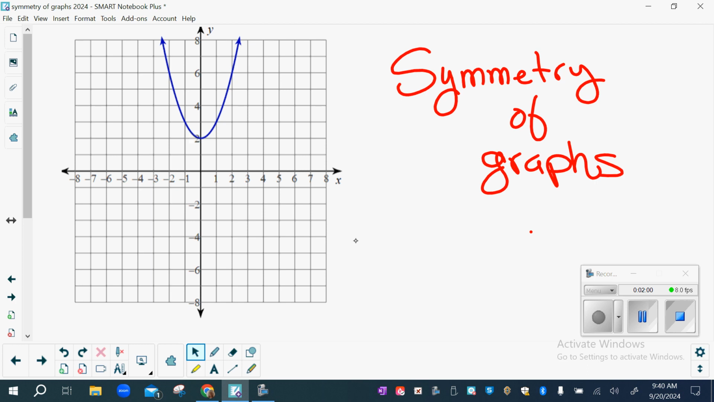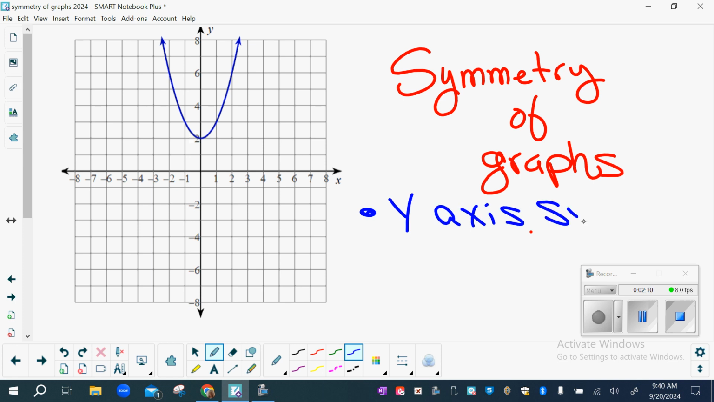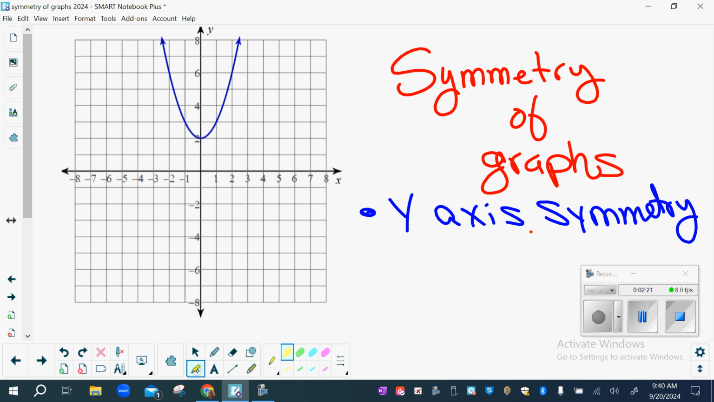But the first type that we're going to talk about, and you want to write this down, let me get a little pen. The first type is called y-axis symmetry. And that is the easiest one. It's super easy, and we like it. And what y-axis symmetry says is, if you take the y-axis and pretend it was a mirror, does it cut your graph in half, right? Does this side mirror this side? And in this case, it totally does, right?